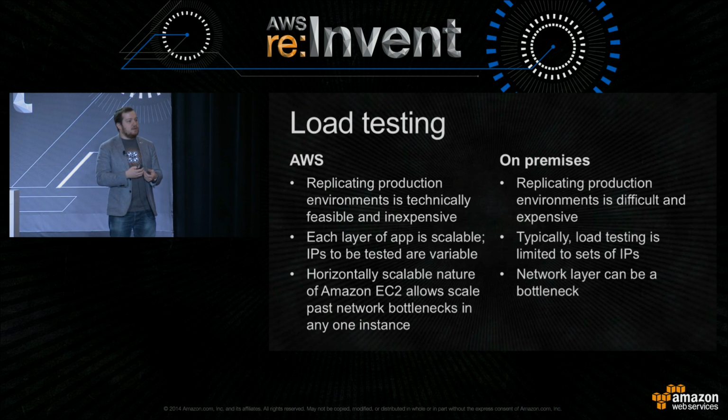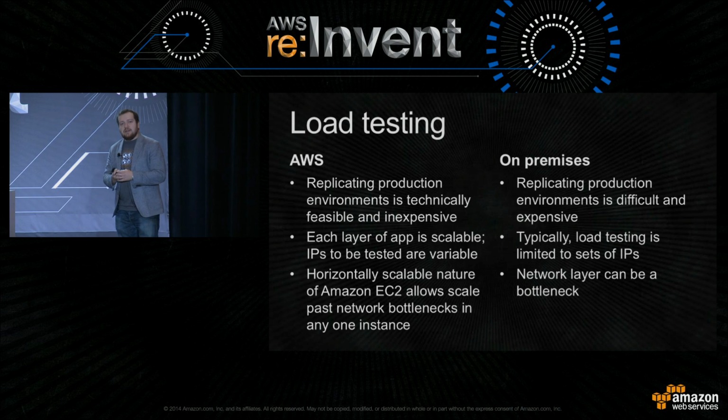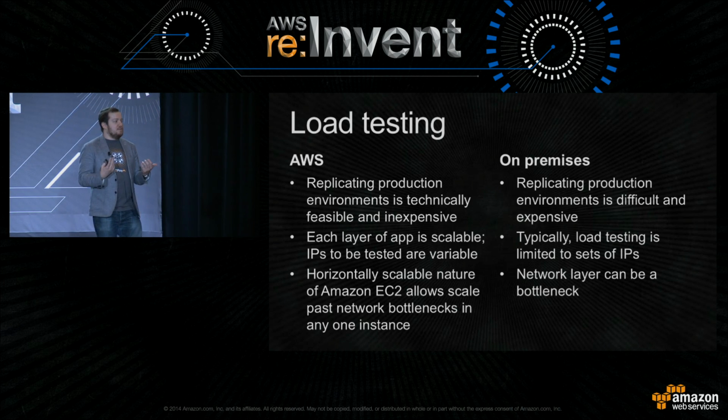Each layer of your app can be designed to be scalable. So you can auto-scale your web tier, your app tier, your Elastic load balancers scale themselves, which we'll talk about in a little bit. And your IP addresses are going to be variable. So that's really important. And that changes how you load test.